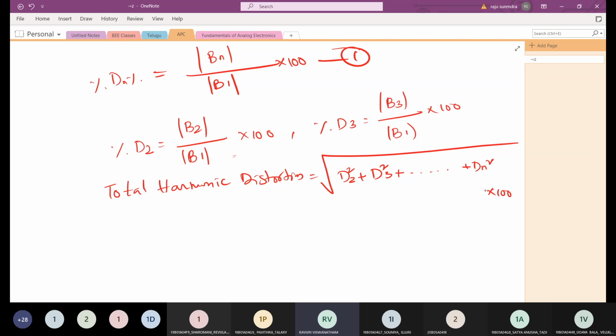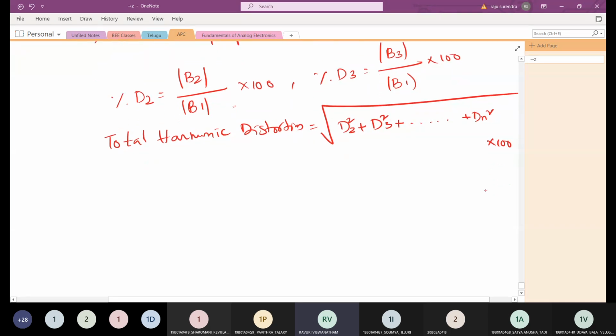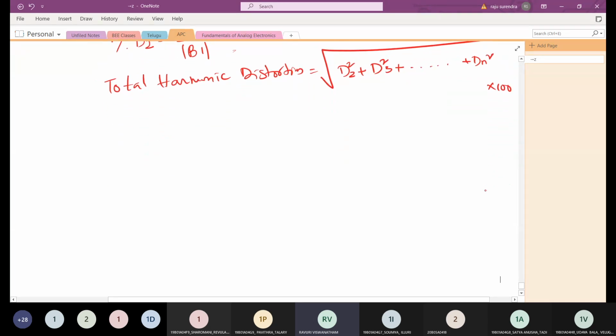Now we can calculate for the second harmonic component and second harmonic distortion. First of all, is a transistor a linear device or a non-linear device?